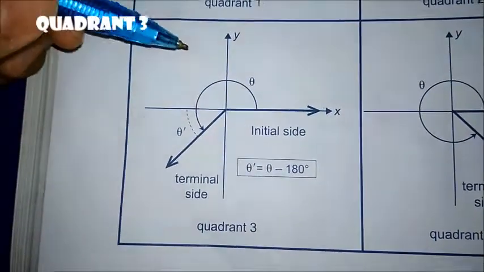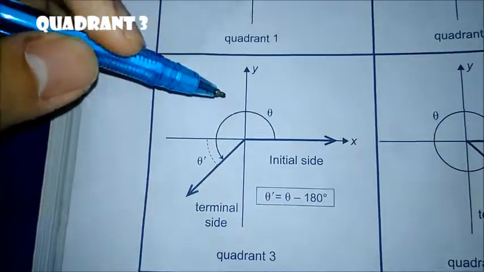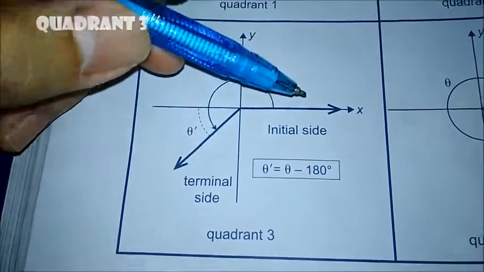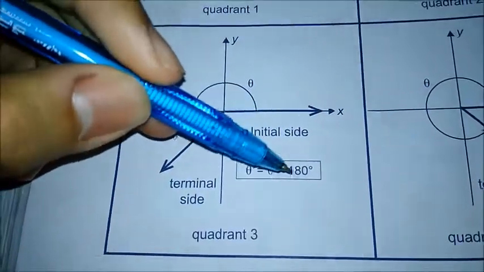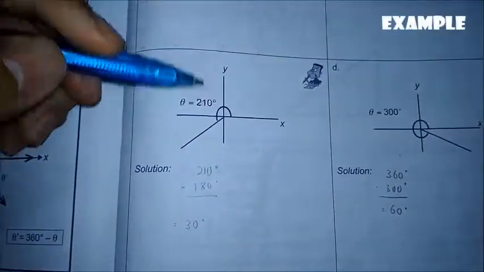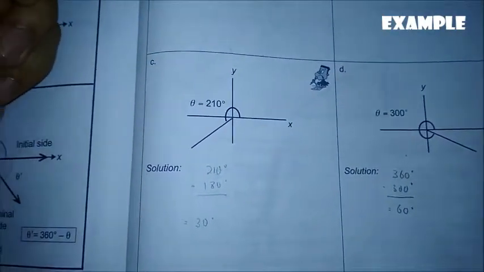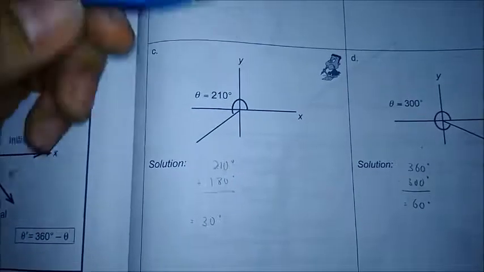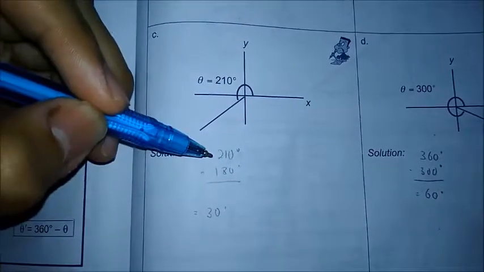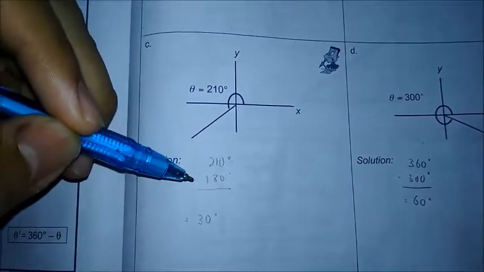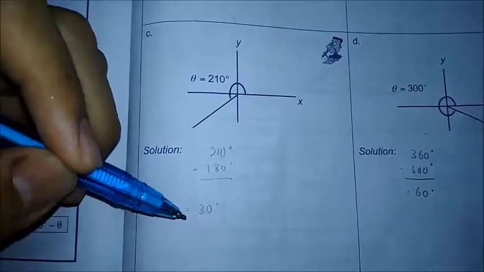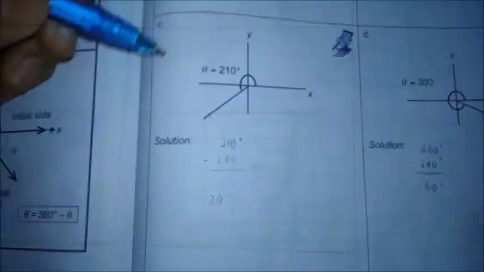As for quadrant 3, the formula to calculate the reference angle is the angle given minus 180 degrees. For example, the angle given is 210 degrees, so using the formula, we need to subtract 180 degrees from 210 degrees, which gives us 30 degrees. This will be the reference angle for this question.